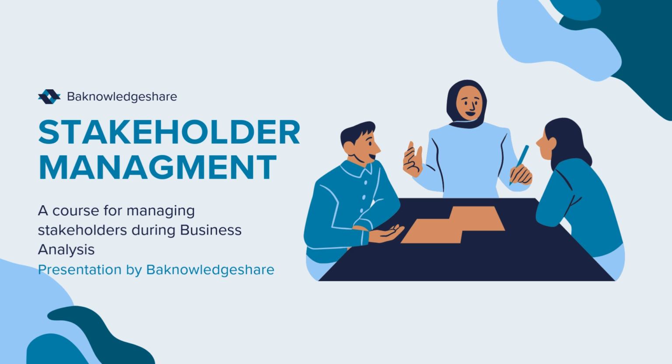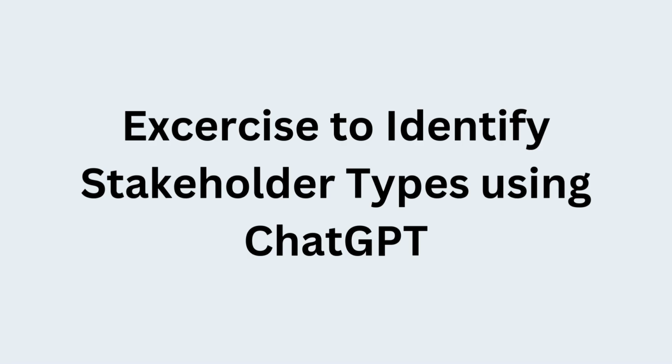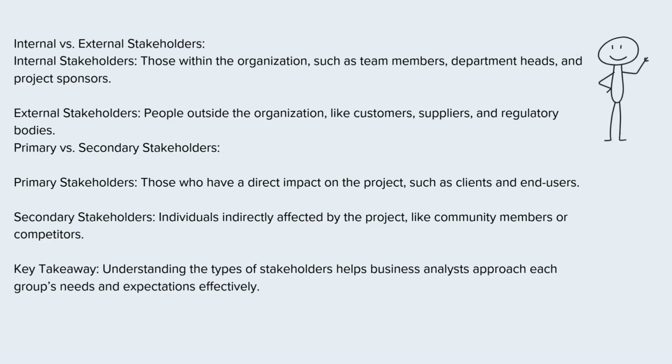In this episode, we talk about stakeholder management and an exercise to identify stakeholder types using ChatGPT. So there's four kinds of stakeholders. You have your internal versus external stakeholders and primary and secondary stakeholders.